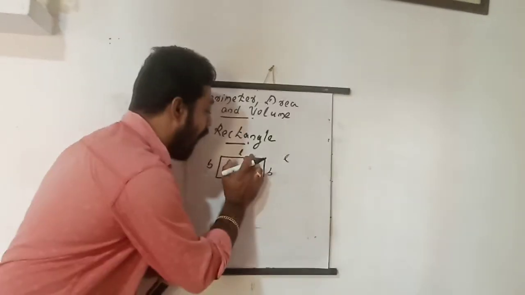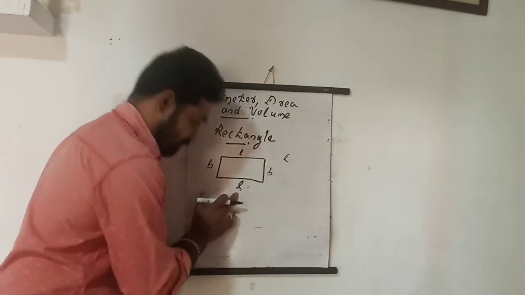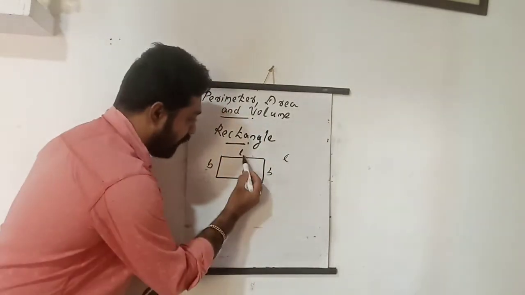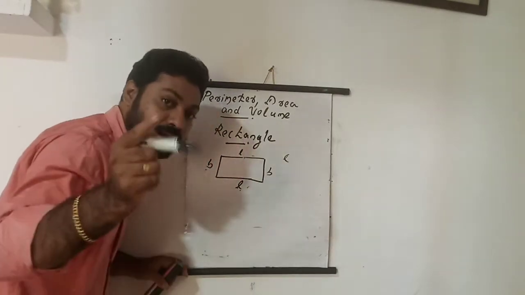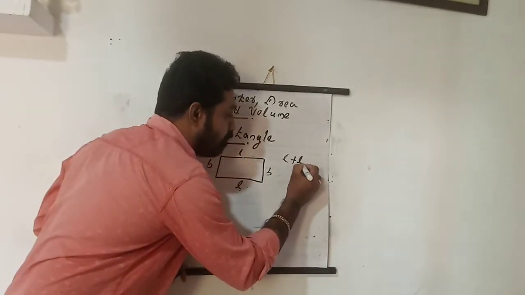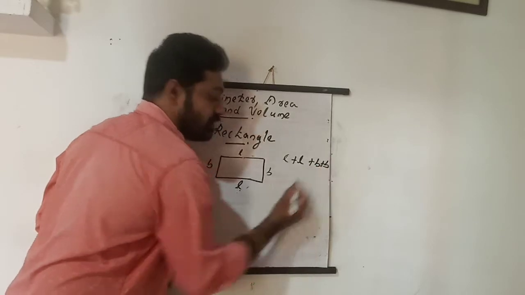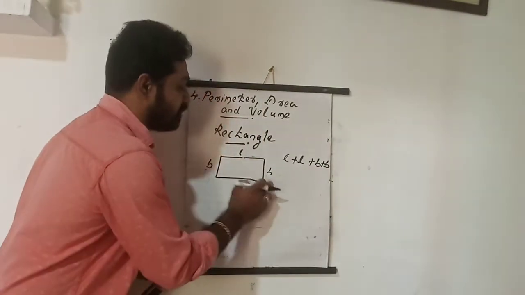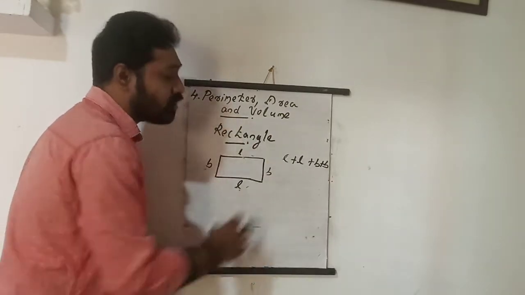We need to add this length plus this breadth, plus this length plus this breadth. Understand? We have to add all of these. We need to add this length and this length, that means L plus L, and this breadth and this breadth, B plus B. Am I correct? Then only I will get the perimeter of this rectangle.